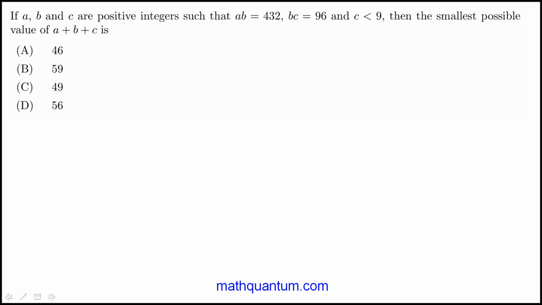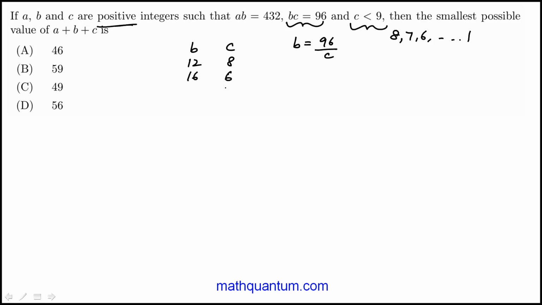So the easiest way to do this question is to generate examples using this constraint. We know C has to be 8, 7, 6, all the way to 1, because it has to be a positive integer. And so we can start with this equation and figure out the corresponding values of B. If this is C here, if I start with 8, B would be 96 over 8, which is 12. 7 is not divisible. Next is 6, 16, 5 isn't, so then 4, 24, 3, 32, 2, 48, 1, 96.